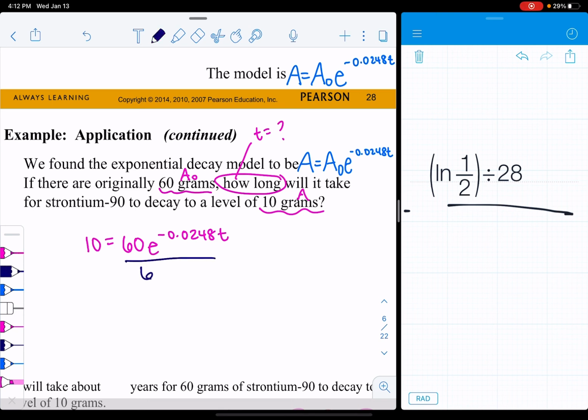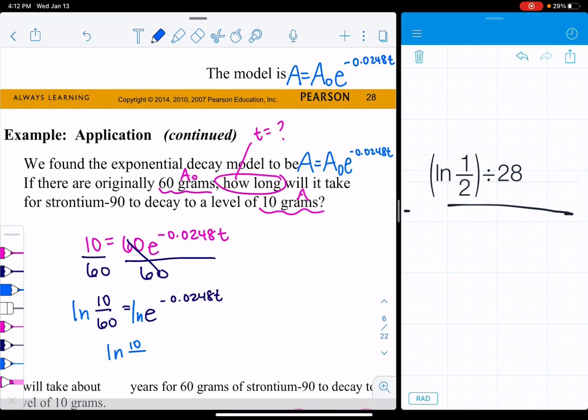So we're going to divide by 60. So we'd have 10/60ths is equal to e to the negative ugliness. We need to take the natural log of each side, which means that we'd have an ln of 10 over 60. If you want to call that a 1/6, I don't like 10 over 60. My math brain says, ugh, right? It's a 1/6. Let's go ahead and simplify that down. ln of 1/6 is going to equal that negative 0.0248t. And then all we have to do is do that division by that ugly, ugly, ugly decimal.